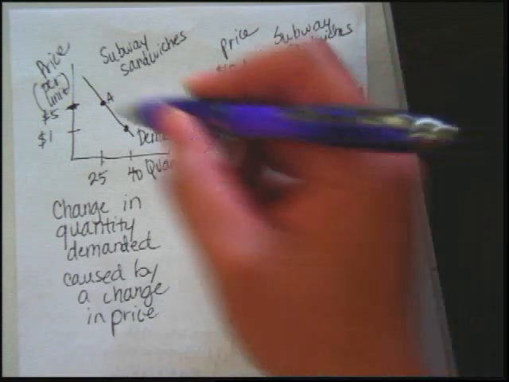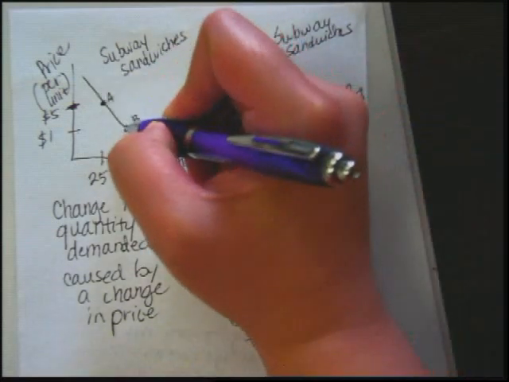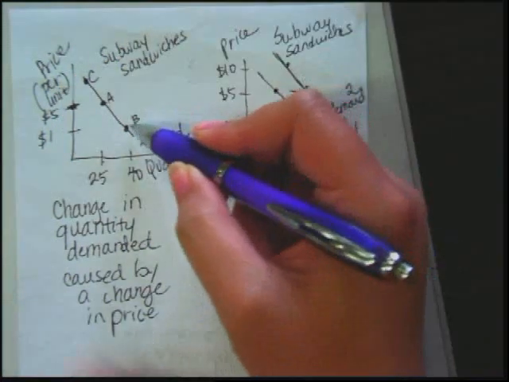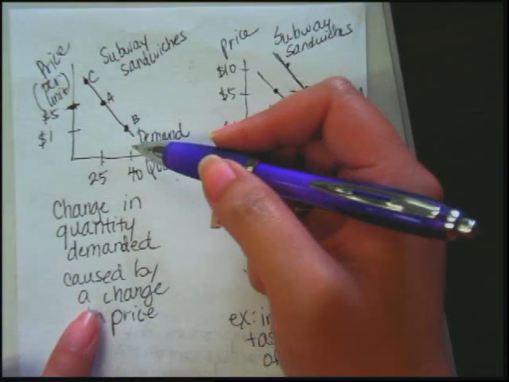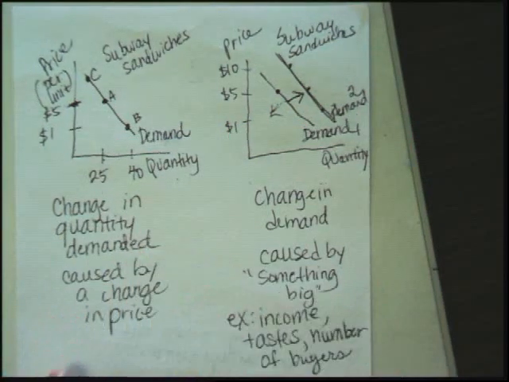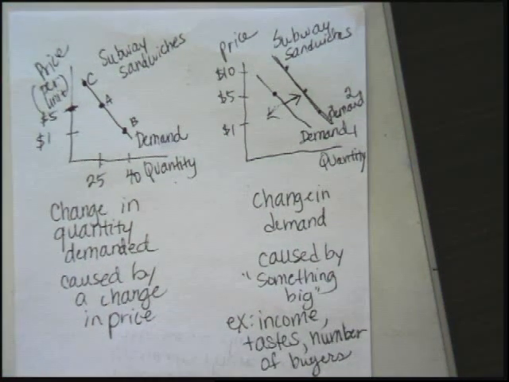And this one, when we're moving from point A to point B, or if we're moving back up to maybe a point C, it's caused by a change in price. That's the only thing that can cause a change in quantity demanded. All right, and that is the end of the section on the appendix for chapter 2.